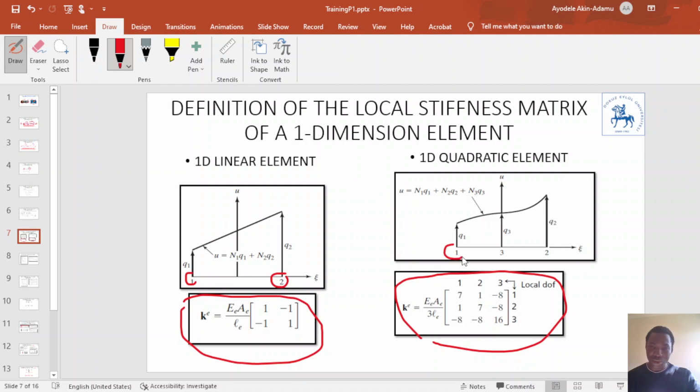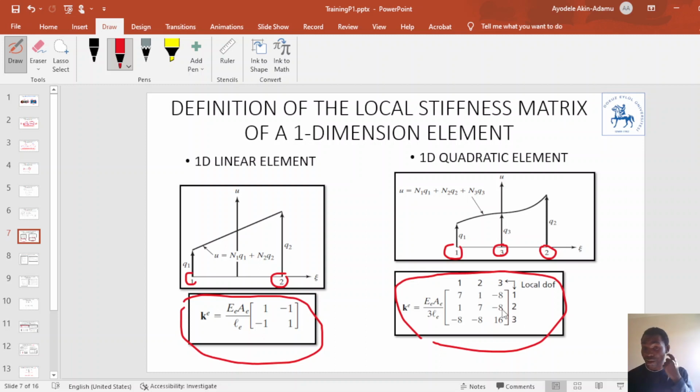The start node, the end node, and another node at the center of the element. The quadratic element actually provides more accurate results than the one-dimensional linear element. But this quadratic element is seldom used for manual computation because of the computational complexity.